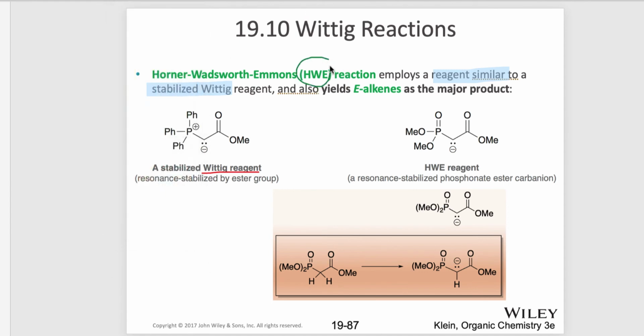So Horner-Wadsworth-Emmons, here we are. Instead of having a triphenylphosphine component, here we have phosphorus with a double bond to oxygen and 2 alkoxy groups, in this case methoxy groups. This is known as the HWE reagent. It is resonance stabilized, and it is a phosphonate ester, and it is a carbanion, a negative charge here.